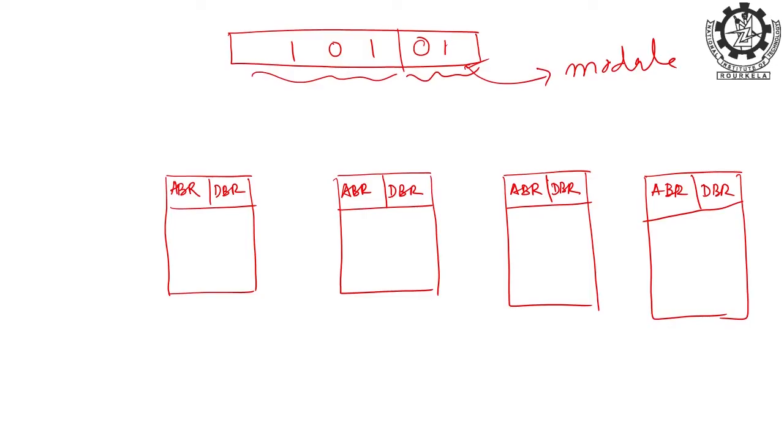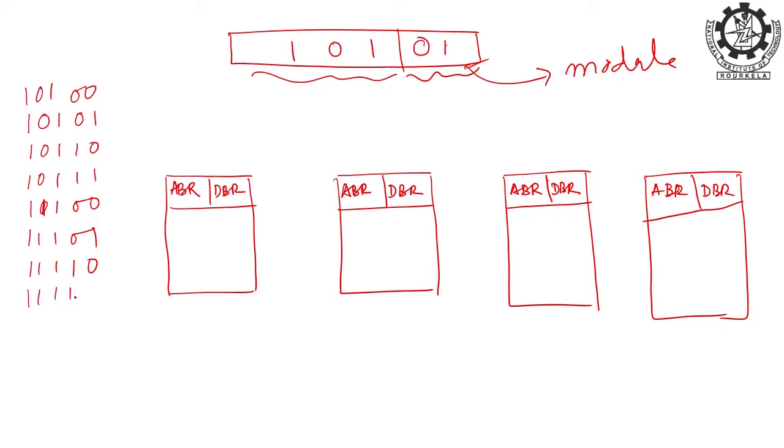Okay. So, now first, what are the consecutive memory locations? The consecutive memory locations are 10100, 10101, 10110, 10111, then it will be 11000, 11001, 11010, 11011 and so on. Okay. So, these are the consecutive memory locations, let us say.